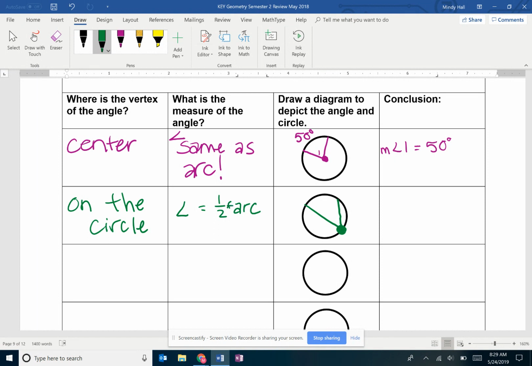So if I had, let's say this was 60 degrees now, if that angle 1 opened up to a 60, then the measure of angle 1 would be 30 degrees because it's 60 divided by 2. Okay?